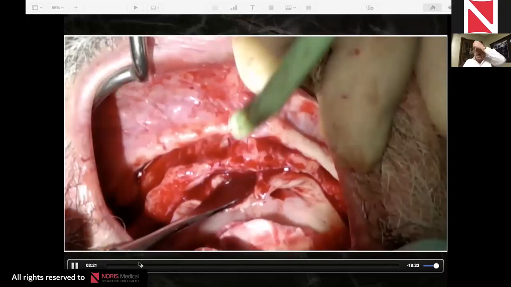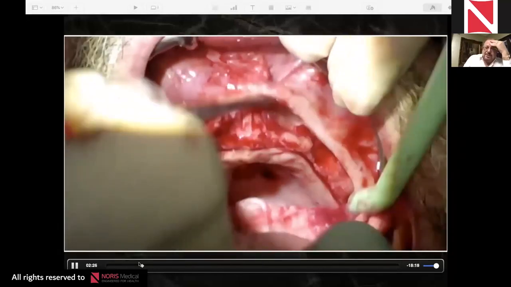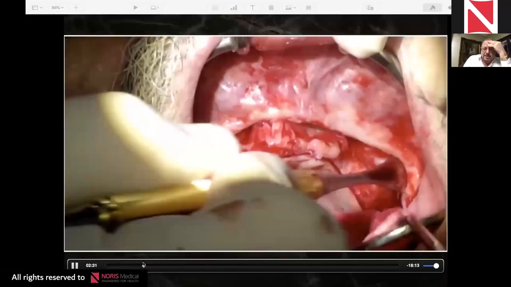Some of these edentulous cases are more difficult than the dentate cases, just because of the fibrous adhesions that are there from long-term denture use and wear. All right, let me speed this up. This is just taking valuable time.